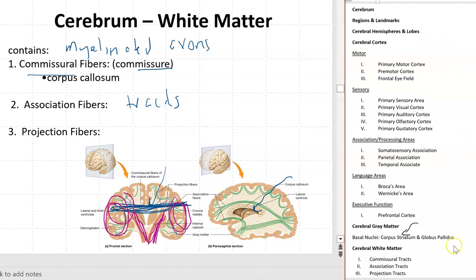So when we look at the cerebrum again, most of the focus is on the cortex, because that's our consciousness. And when we look at the cortex, it's divided up into different areas with very specific functions. So that concludes our lecture on the cerebrum.